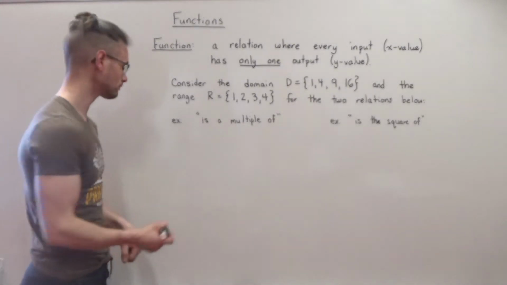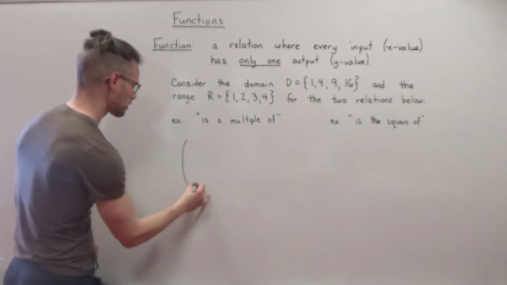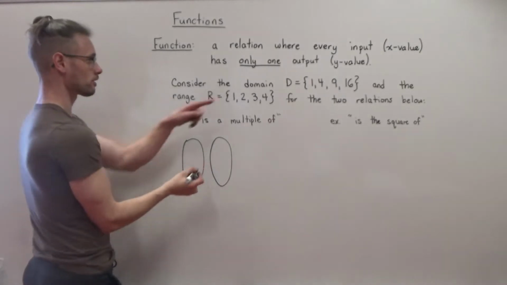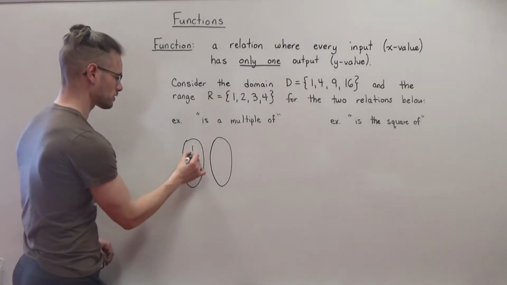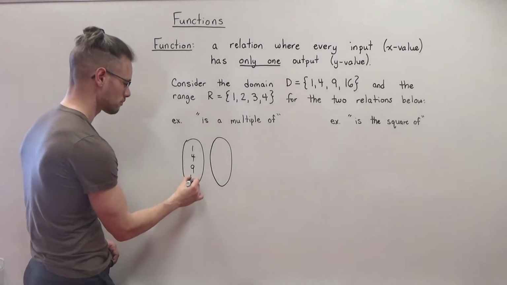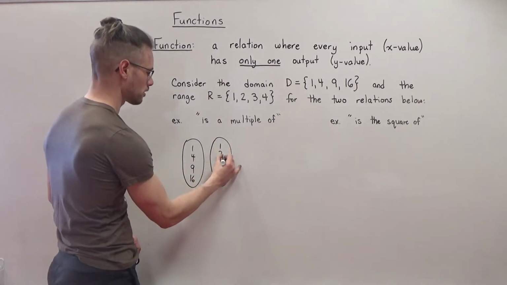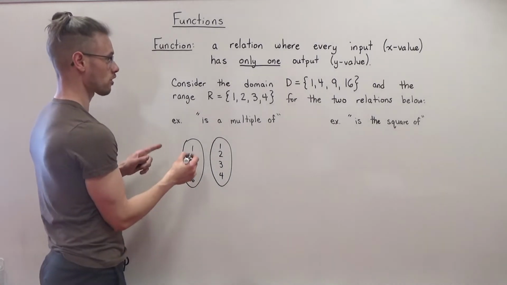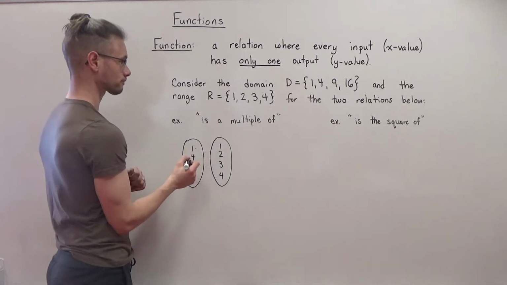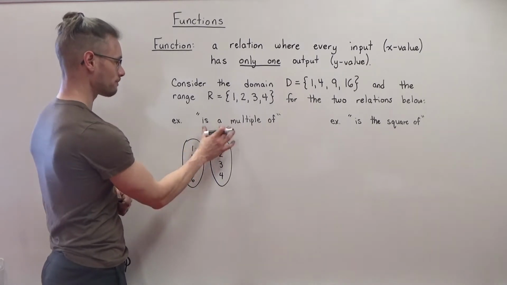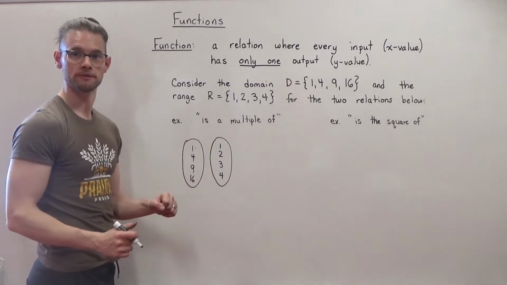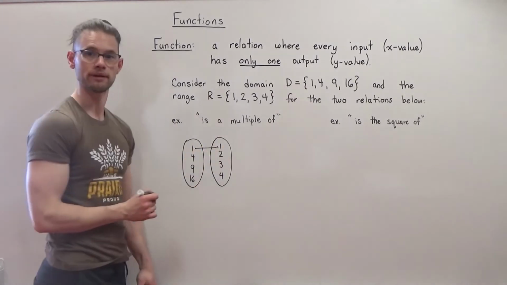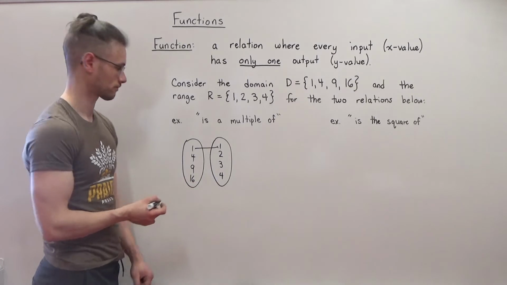So for our arrow diagram, or our mapping diagram, I'm going to list my four values of my domain in the left-hand column, and I'm going to list my four output or range values in the right-hand column, and I'm going to draw arrows that connect them. Okay? And I need to think about the concept "is a multiple of." Okay, so 1 is a multiple of 1. It's the only arrow it's going to connect with.